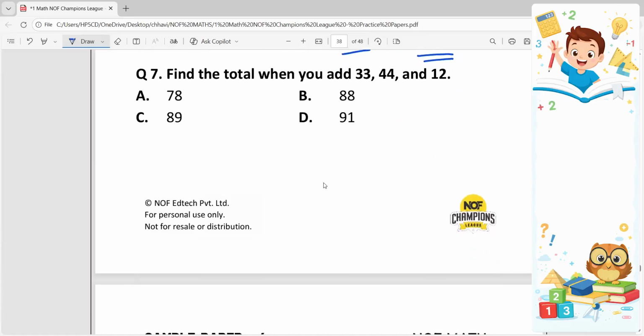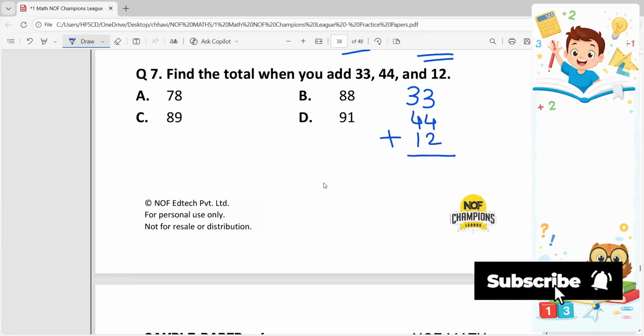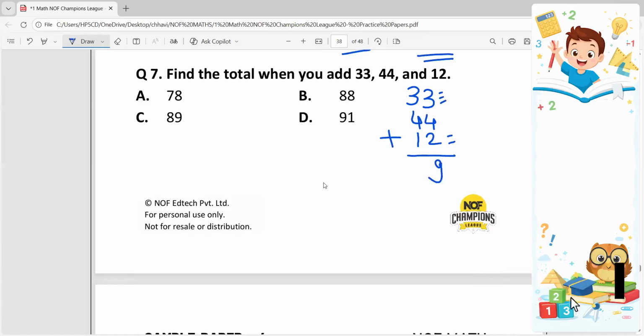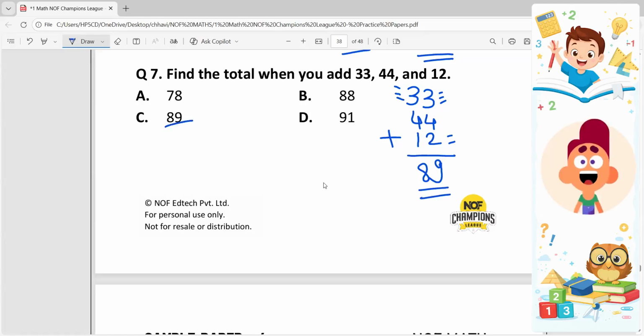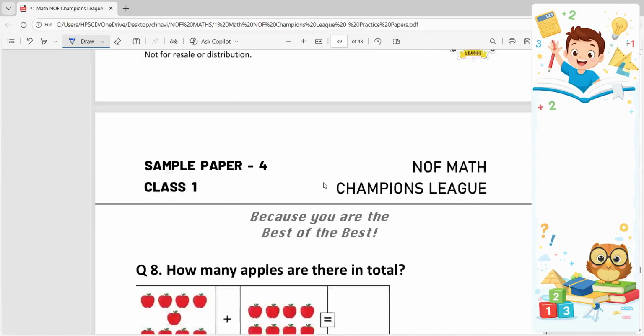Seventh one, find the total when you add 33, 44 and 12. When we add 33, 44 and 12, we have to find the answer. So now 3 plus 4 plus 2 is 9. And again 3 plus 4 plus 1 is 8. So it's 89. Now the options are 78, 88, 89 and 91. So C is the correct answer for question number 7.